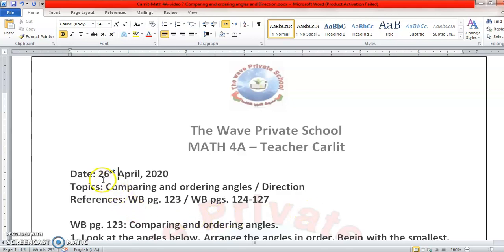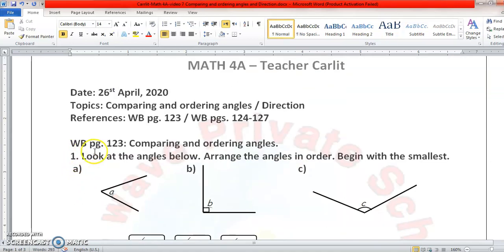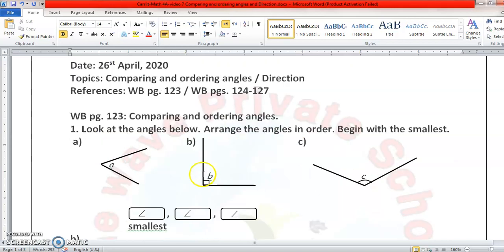Today is 26th April 2020 and our topics for today are comparing and ordering angles and direction. Our references are Workbook page 123 and Workbook pages 124 to 127. Let's start with Workbook page 123, Comparing and Ordering Angles.